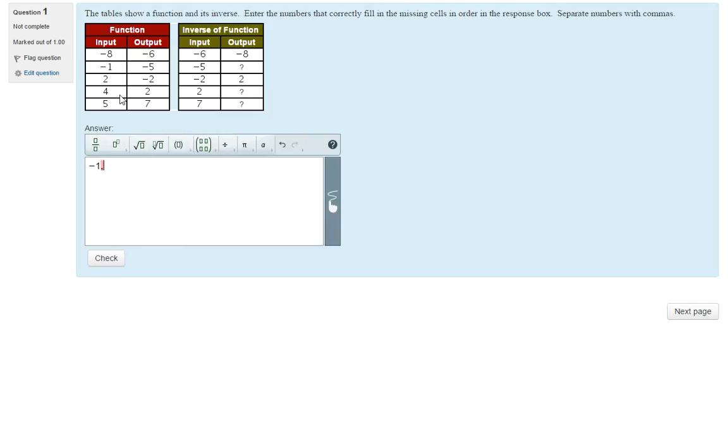Let's see, the next spot down here, we've got these ordered pairs that correlate in the function and the inverse. So an input of 4 gives an output of 2 with the function. So in the inverse, 2 becomes the input, 4 becomes the output. And then finally down here at the bottom, originally 5 is the input, 7 is the output. So in the inverse, 7 is the input and 5 is the output.